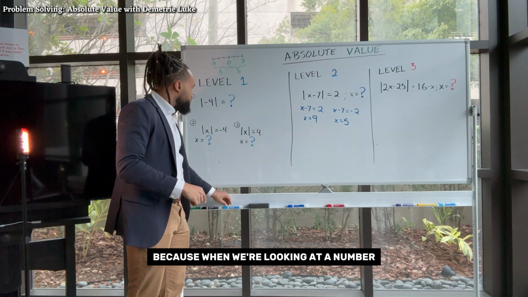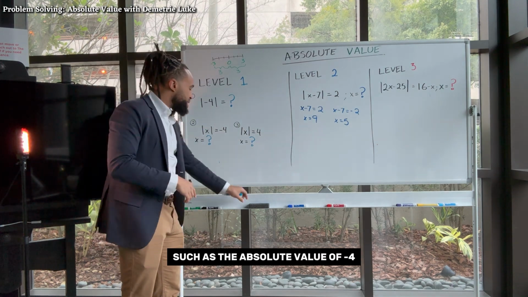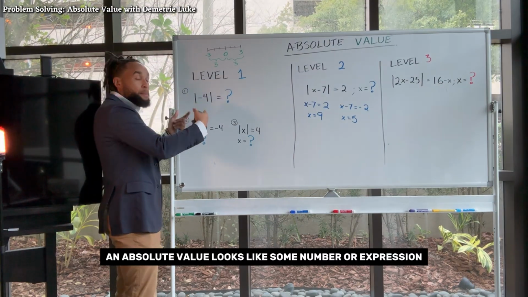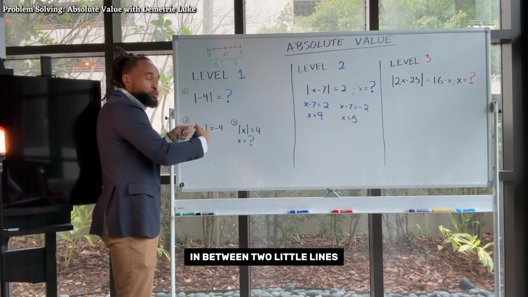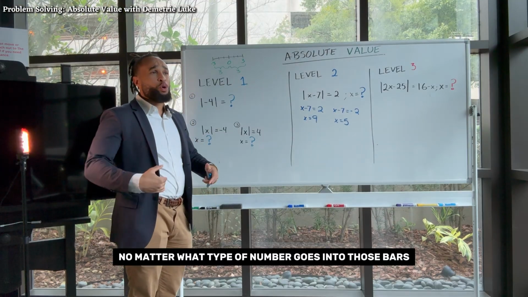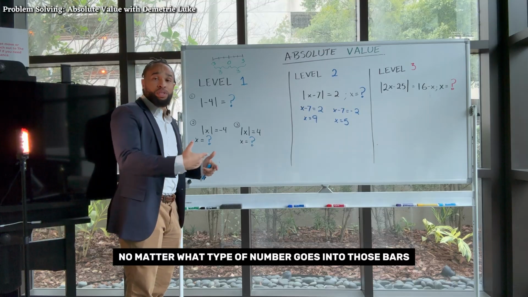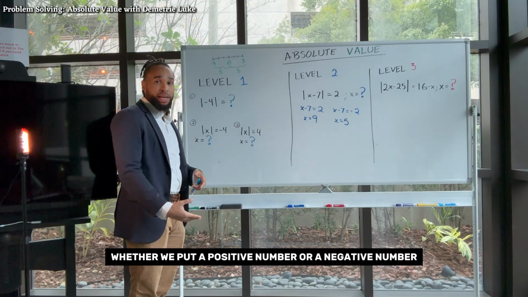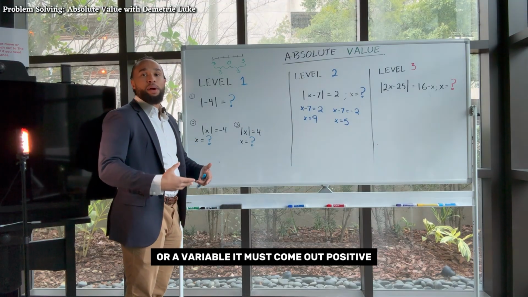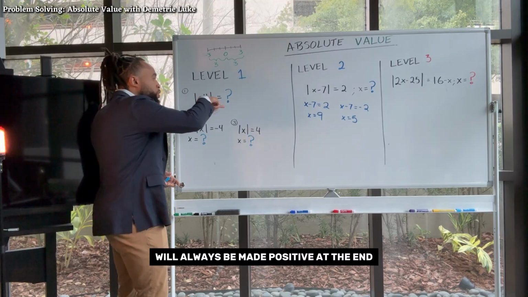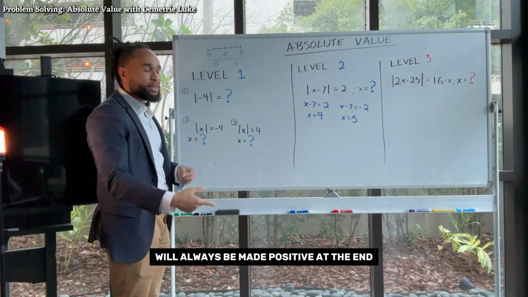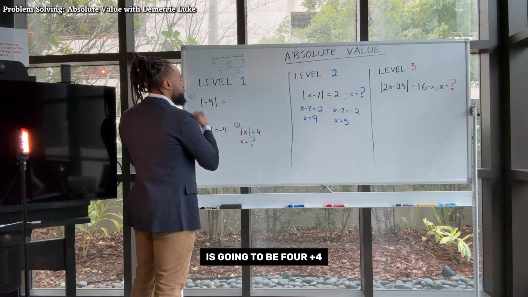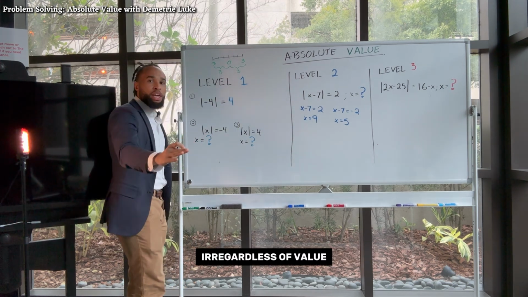Okay, because when we're looking at a number such as the absolute value of -4, an absolute value looks like some number or expression in between two little lines. And I think about this like no matter what type of number goes into those bars, it must come out positive. So whether we put a positive number or a negative number or a variable, it must come out positive. And what goes in there will always be made positive at the end. So the absolute value of -4 is going to be 4, positive 4, irregardless of value.